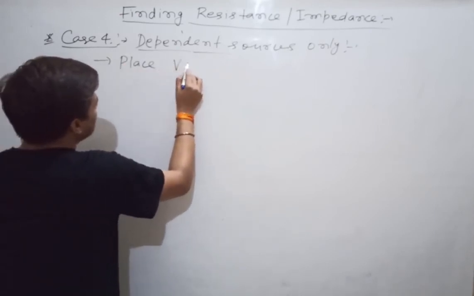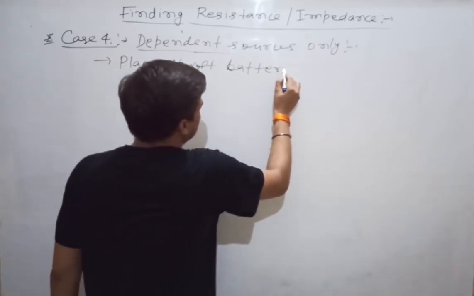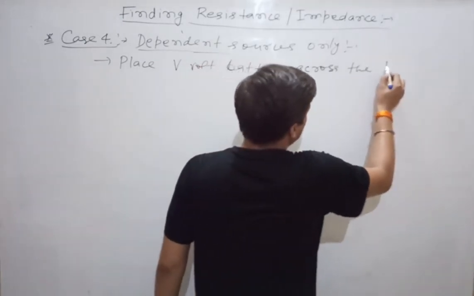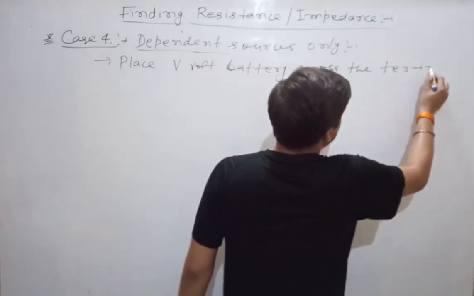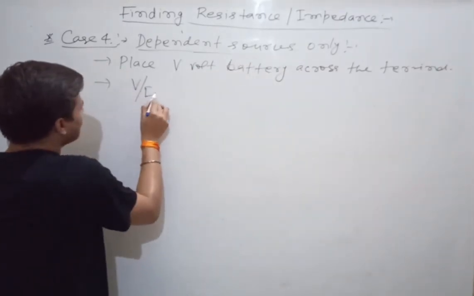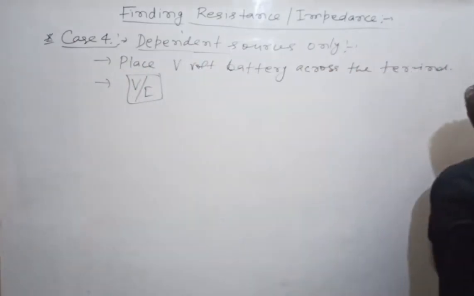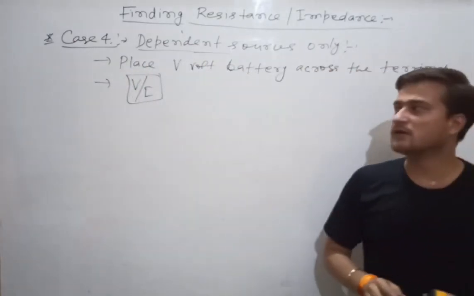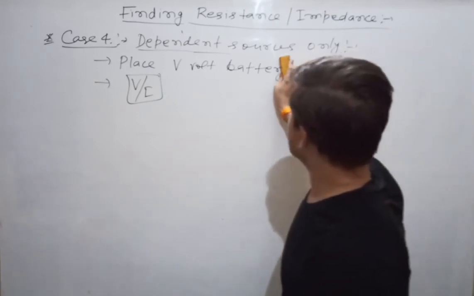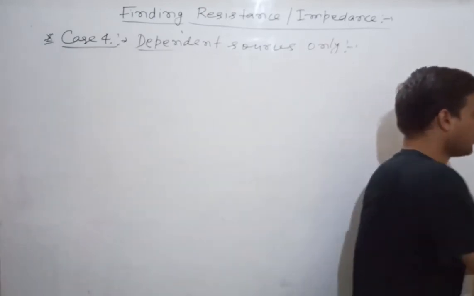a V volt battery across the terminal, and the next step will be, by circuit analysis, find V by I. You have to find V by I. Clear? So let's do one problem on this topic.